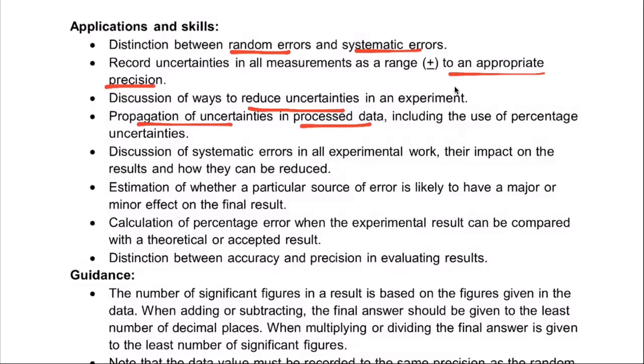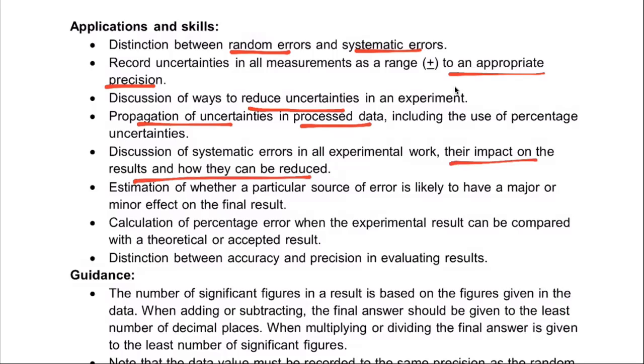Systematic errors and their impact and how they can be reduced. IB is really big on the scientific process. So you're going to design a lab, you're going to collect some data, you're going to process it and calculate some stuff, you're going to analyze it, make a graph, all that stuff.